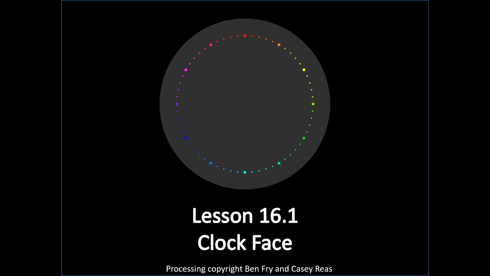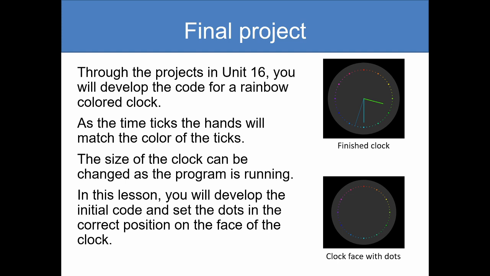Alright, so today we're going to be starting our last major project, and this is going to last a couple of lessons. What we're going to be doing is making a rainbow clock, a rainbow colored clock. As the time ticks, the hands are going to change color so they match where they're pointing to. This is going to be an analog clock, so for those of you who aren't very good with analog time, you're going to learn a little bit about analog time here.